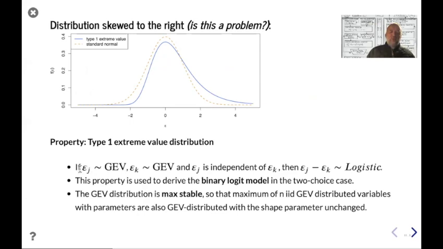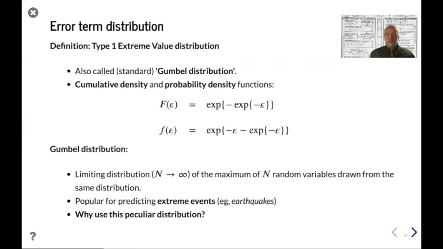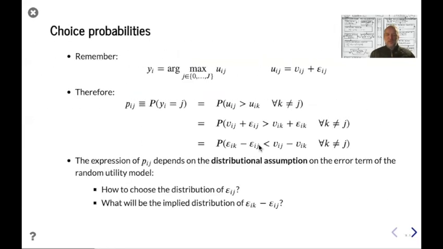But remember, here I wrote GEV for generalized extreme value, which allows for some correlation. If these are both extreme value distributed and independent from each other, then the difference is logistic. You can already see that the whole thing boils down to the binary logit model, because if this is logistically distributed and you have two outcomes, you just put that into your original logit formula and you get your binary logit model.